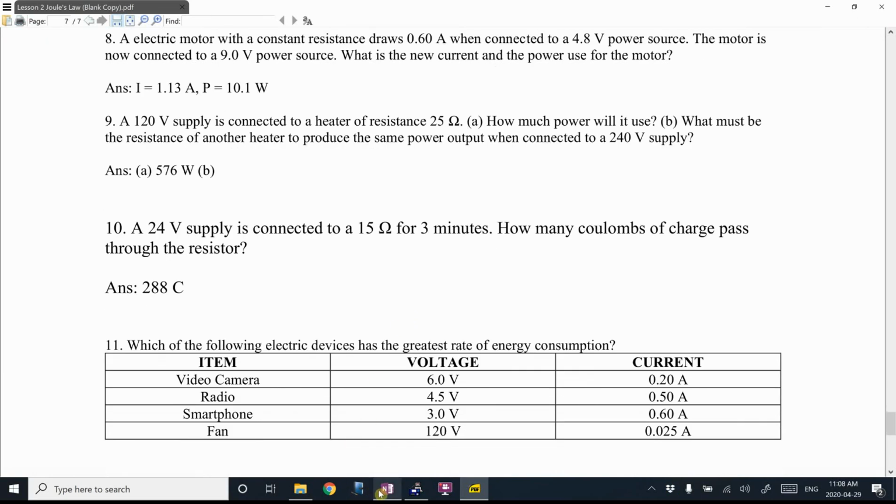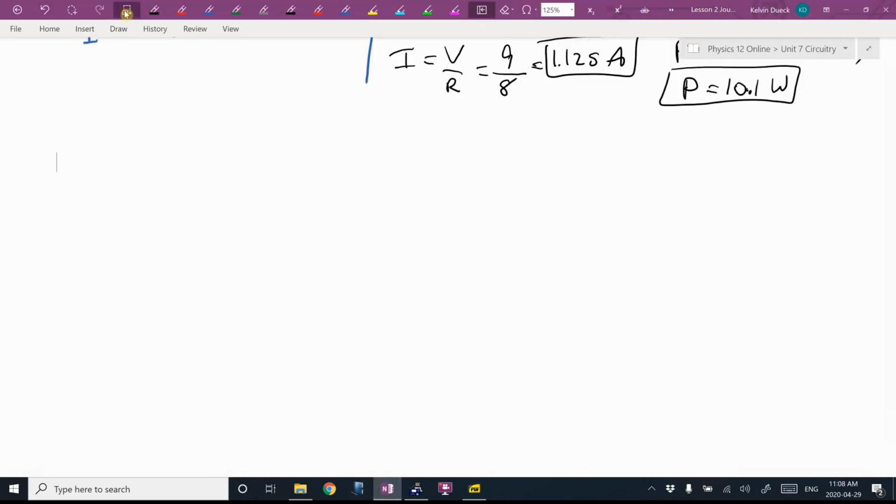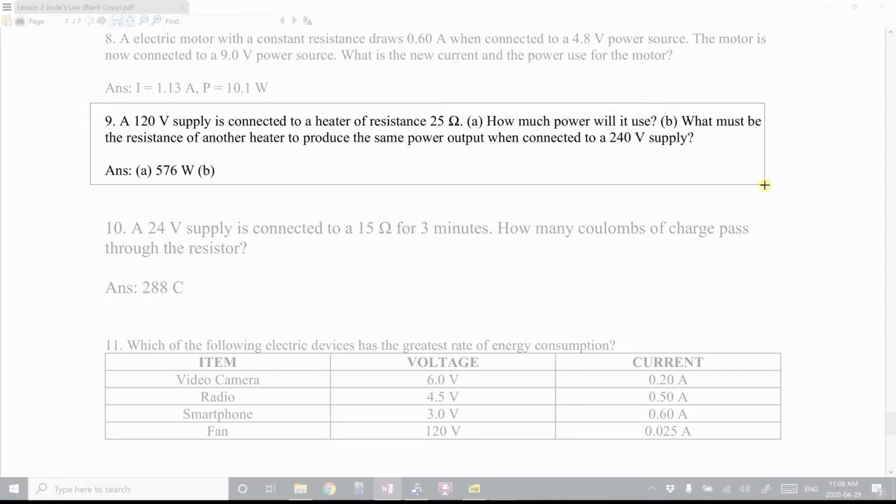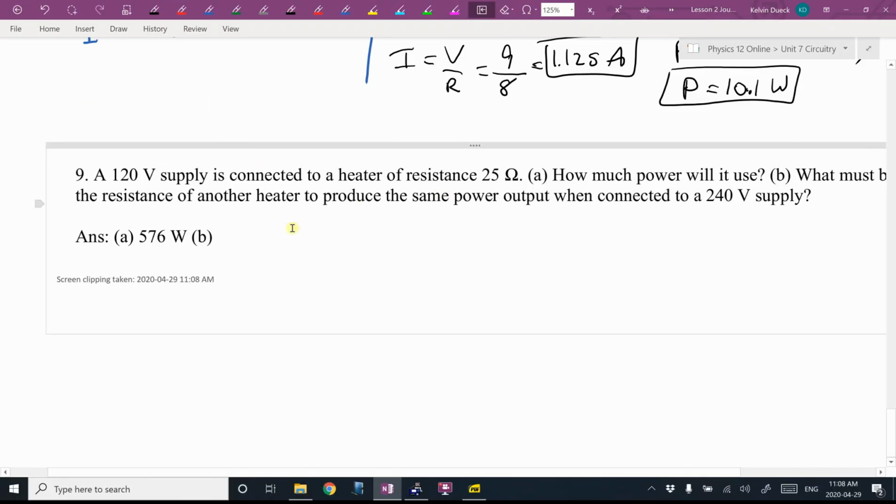Number 9. Mr. Dueck, this is getting kind of repetitive. I kind of hope so. We're going to get into solving circuits next class. But to solve circuits, V equals I times R and P equals V times I, they kind of have to be at your fingertips. It's a little nice if you can do those almost in your sleep. So, A, how much power will this use?